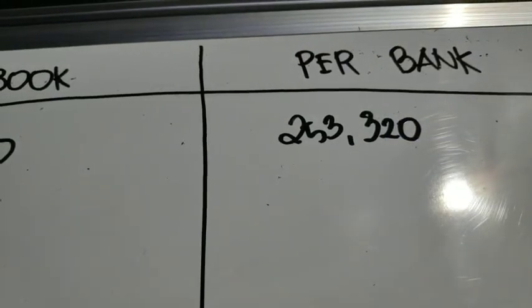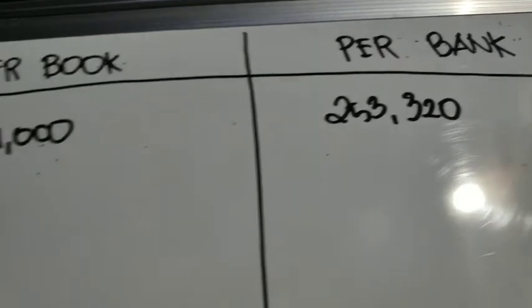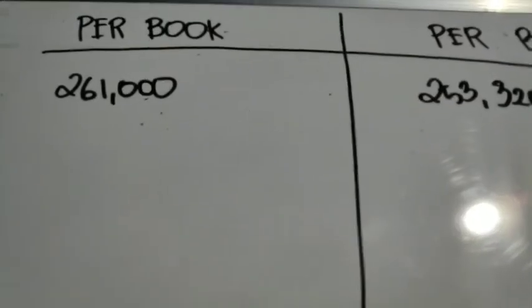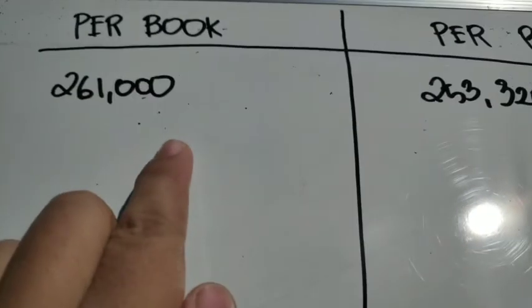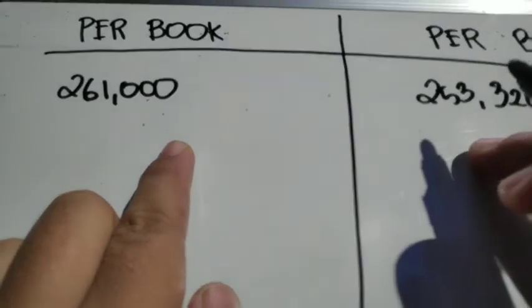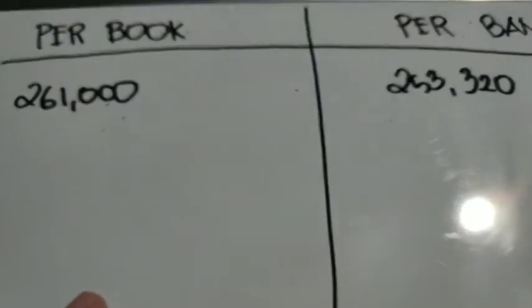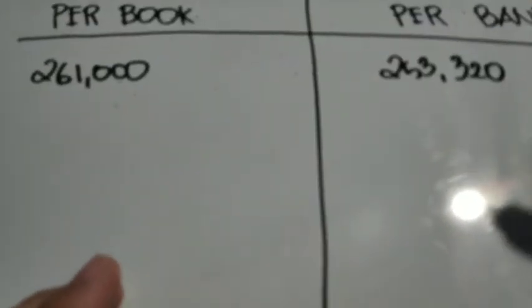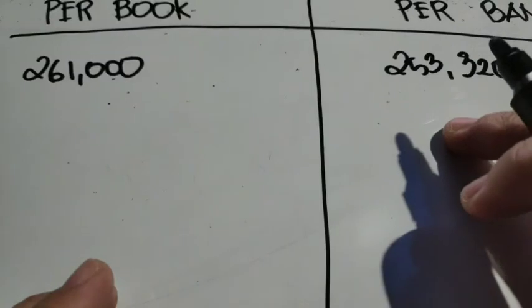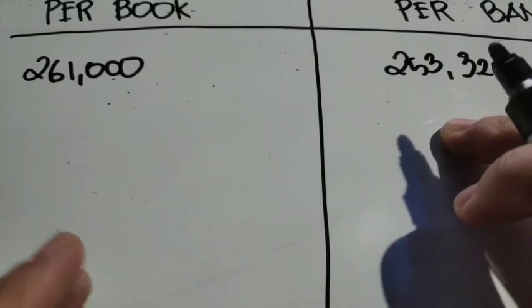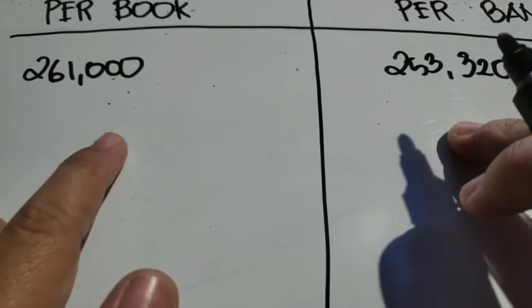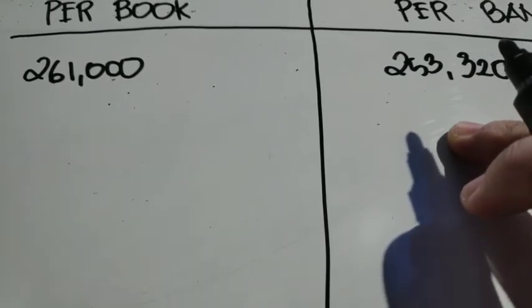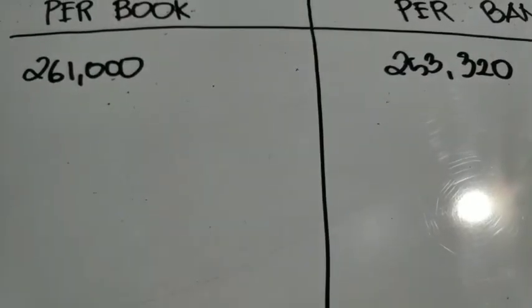So the next step that you will be doing is you need to reflect those amounts not reflected in the per book but reflected on the per bank. Right? And then, you also need to reflect the amounts reflected on the per book but not yet reflected on the per bank. So, let us go back to the problem earlier.